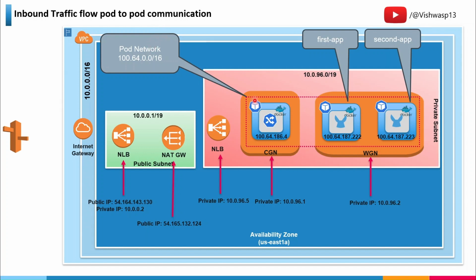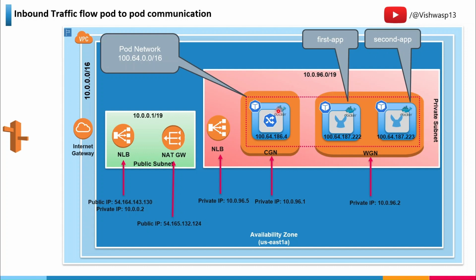So let's take an example. In this diagram, first of all, I have simplified it a bit. It's slightly different than the previous slide. So now we have the control group node and the worker group node. Worker group node is hosting two different Mule applications. One is the first app and the other one is the second app. And the first app wants to communicate with the second app Mule application.